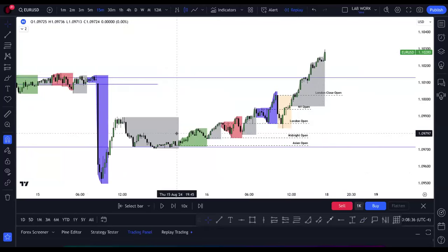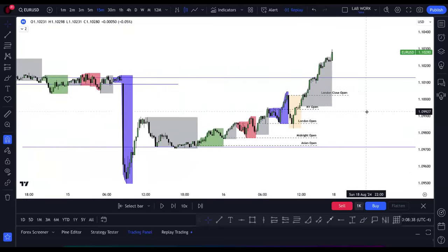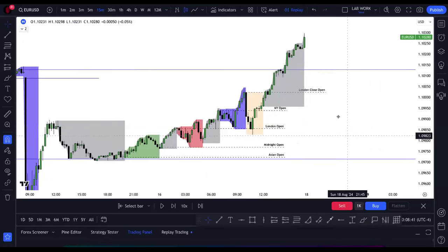I wouldn't force trades in any of the zones that are gray. I would totally opt out of trading there. The only time you're holding a trade is if you got in during the colorful sessions, Asian, London, New York, or London close, and that's it.